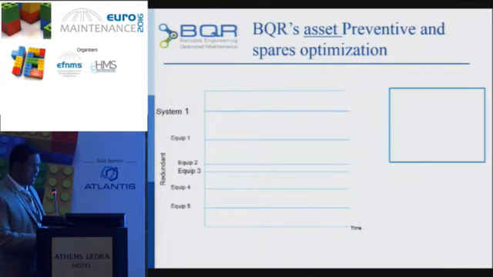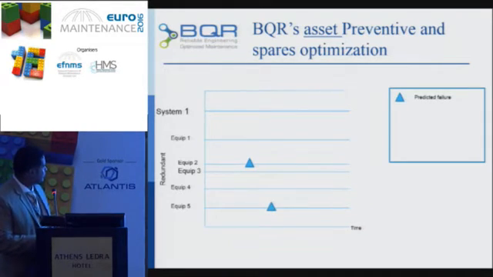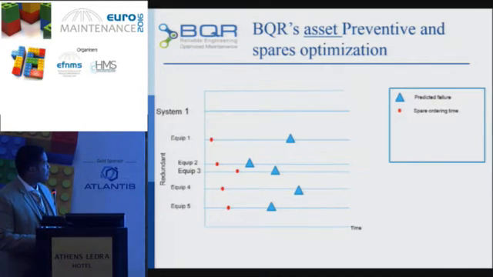So what's the idea behind the optimization? Here we have one system with different equipment. Different equipment have different predicted failures. As we discussed today, we can have an optimal point for each one of them, but the point is that you have one system and you need to minimize your life cycle costs. So for each one of them, you need to have a spare ordering.